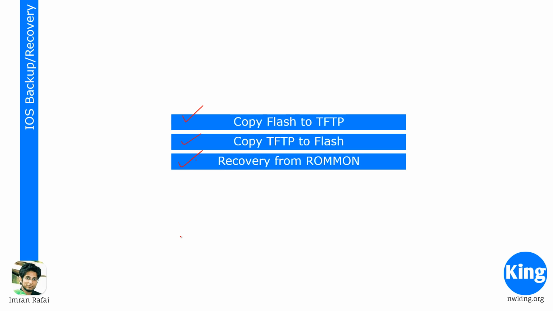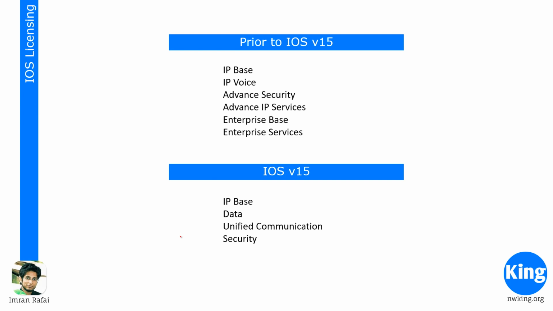How do we do backup, and how do we recover, and how do we recover if there's no operating system at all? Next, we're going to talk a little bit about IOS licensing. Now, prior to IOS version 15, that was I think 12.4, from 12.4 they directly jumped to IOS 15. Don't ask me why, but that's what they did.